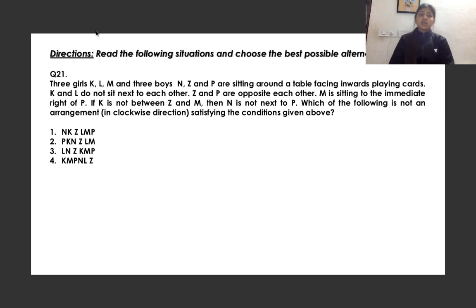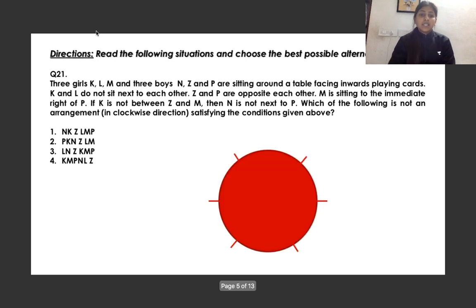So we'll start the discussion. What did you answer for the first question? Three girls K, L, M and three boys N, Z, P are sitting around a table facing the center, playing cards. So you have to take a circular figure and make 6 positions on that. 3 out of 4 got it right. Which one did you get wrong? Konark, you have answered 2 for this. Okay, let's see. So we have to make these 6 people seated in this diagram.